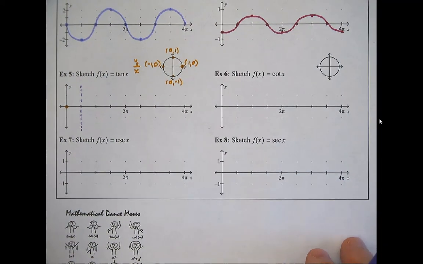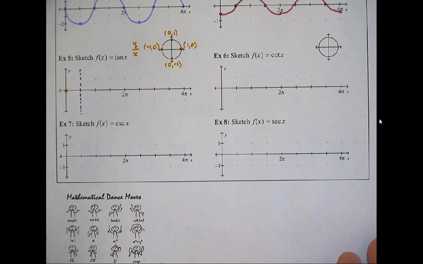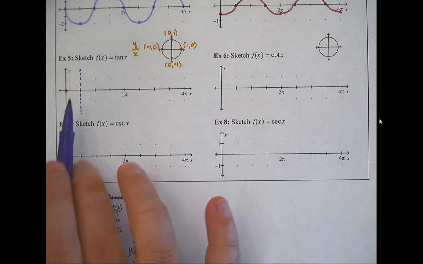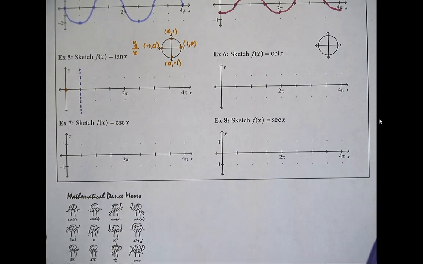So the worst thing that can happen when it comes to a graph is getting 0 on the bottom. The worst thing that can happen in arithmetic is a 0 on the bottom. That translates to the worst thing that can happen in a graph, which is an asymptote.